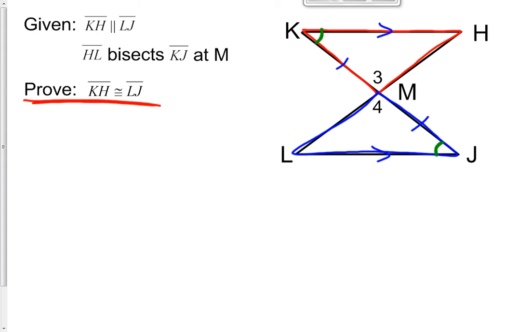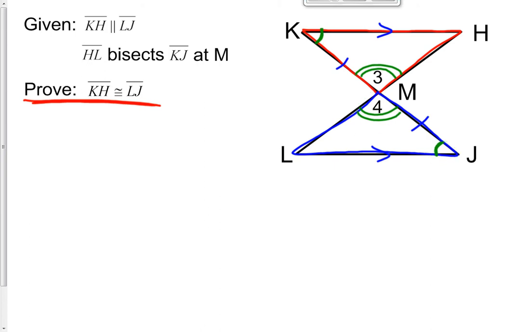And then we have another very common vertical angle scenario where angle 3 is congruent to angle 4 because they are vertical. So now, class, we have enough information to conclude that the red triangle is congruent to the blue triangle because of angle, side, angle. So ASA says that these two triangles are congruent.